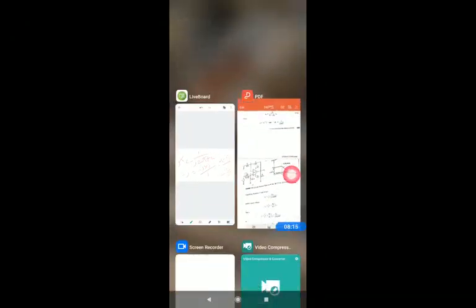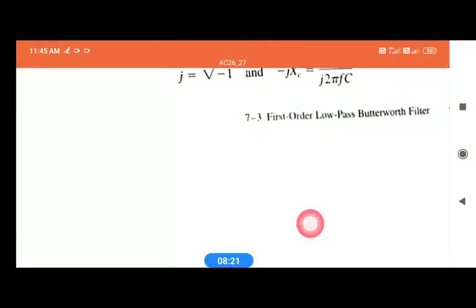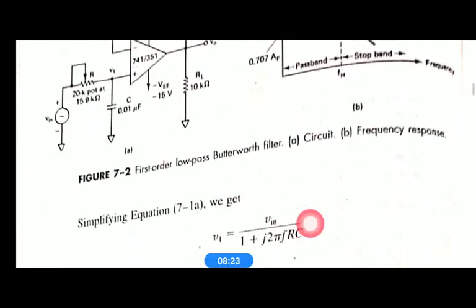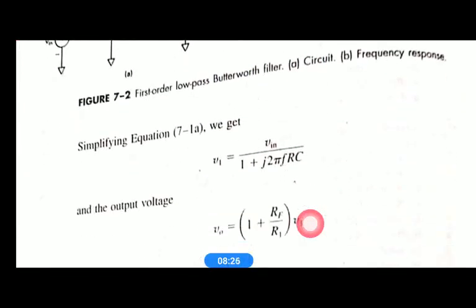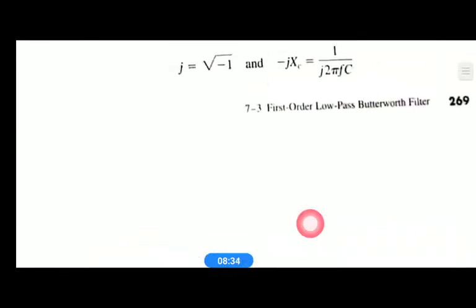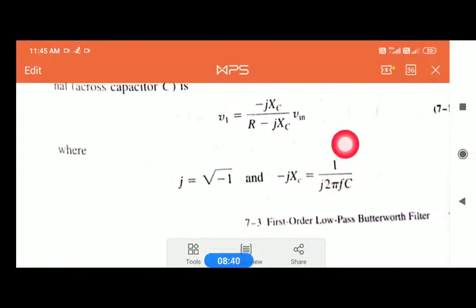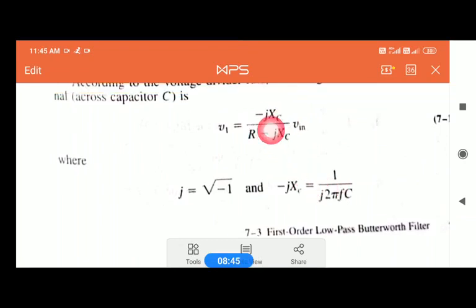Okay, so let's continue here. Minus jXc we can write as 1 by 2 pi j fc. Further, if we simplify the above equation, first we equate this value into this. When you equate this value into this, it will give you V1 is equal to 1 by j 2 pi fc divided by R plus 1 by j 2 pi fc.